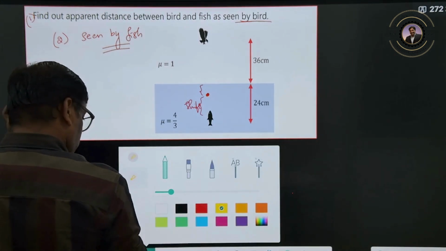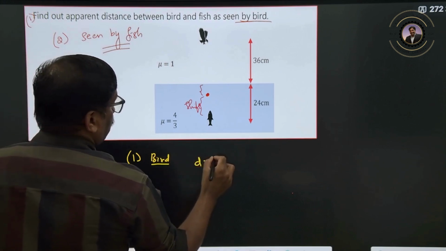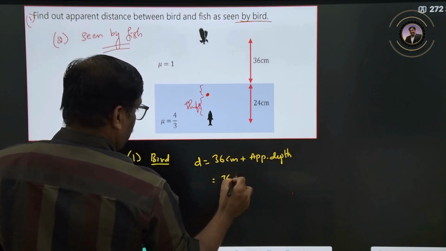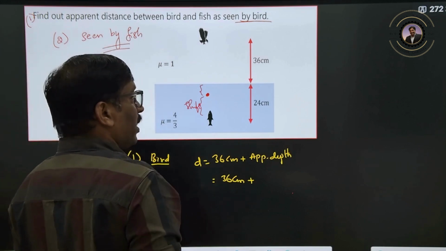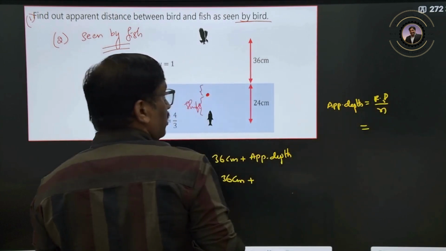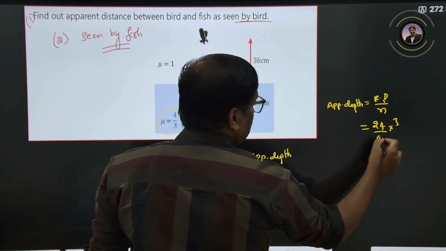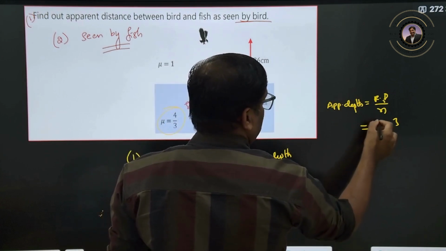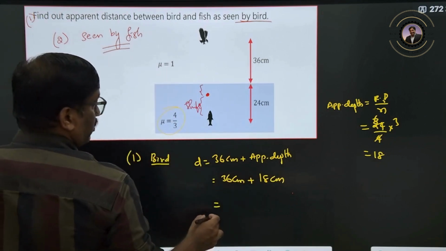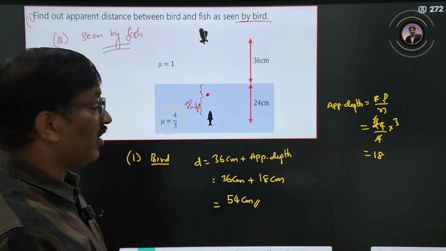What is apparent depth now? So what can you write? This distance is 36 centimeters seen by the bird. So the distance d is equal to 36 centimeter plus the apparent depth. Apparent depth can be written as real depth by n. Real depth is how much now? 24 divided by the refractive index, which is 4 by 3. This is 4 by 3, so it will go down, right? So this is 6 times 3, 18. Therefore it looks like 18 centimeters. How much will it be now? 36 plus 18, 54 centimeters. For the bird, the fish looks like it is about 54 centimeters away.